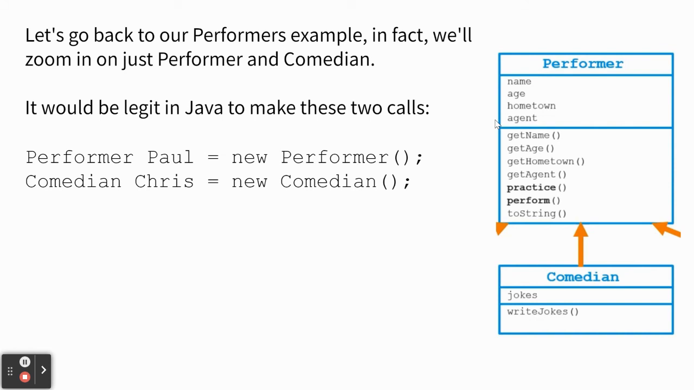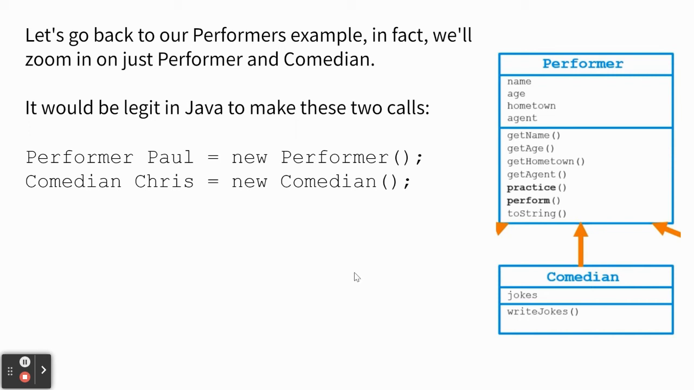Let's go back to our performers. And in fact, we're going to zoom in on a performer and a comedian. Performer Paul equals new performer. And look, this is all the stuff that performer has. These are the variables: name, age, hometown, agent. And then get name, get age, get hometown, get agent. These are accessor methods. Practice is just some sort of other active method. Perform and toString would let you print it. A comedian extends a performer, so it has access to all that stuff, but it also has a jokes variable and a write jokes method.